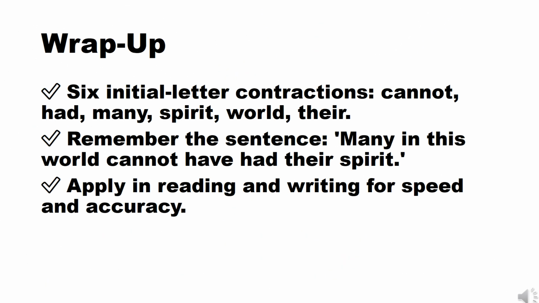Let's wrap this up. Today, we learned about 6 initial letter contractions with dots 4, 5, 6: cannot, had, many, spirit, world, and there. We remembered them using our special sentence, many in this world cannot have had their spirit, and we saw how they work in words, sentences, and real contexts. So here's your challenge. When you read or write Braille this week, try to spot these contractions in action. The more you notice and use them, the more natural they'll become.